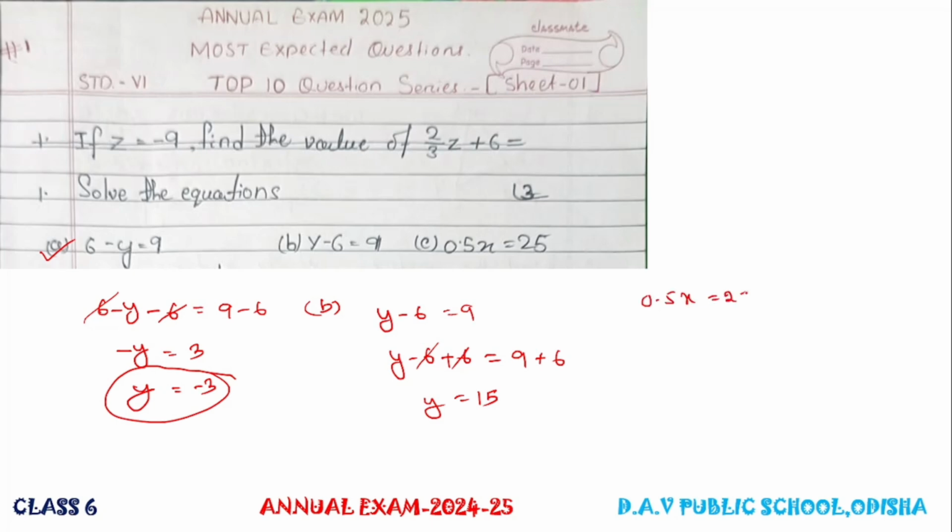0.5x equal to 25. If you divide by 0.5 on both sides, then it will be cancelled. Now x equal to 25 divided by 0.5. We can write 0.5 as 5 by 10. So x equal to 25, and the next fraction 5 by 10 becomes reciprocal, that is 10 by 5, because when we divide by a fraction, the second fraction will be reciprocal. So 5 twos are 10, 25 twos are 50. So the answer is 50.